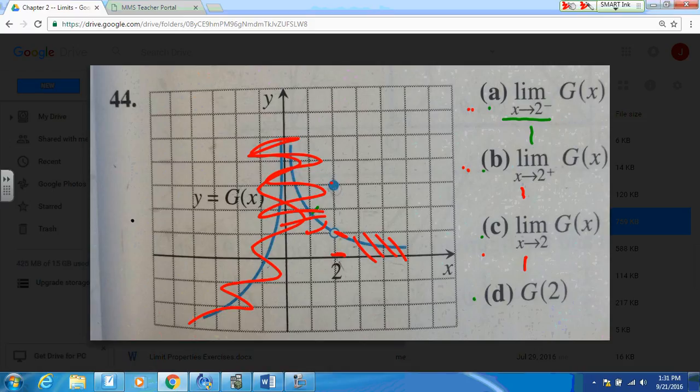Now what about g of 2? G of 2 is the value that g has when x is actually equal to 2. And when we ask that question, there is one and only one x value that we care about. And that x value is right at x equals 2. And the value of g of 2 is 3.